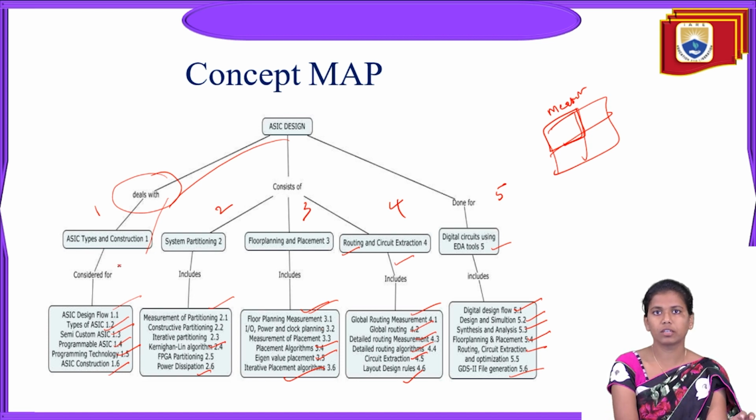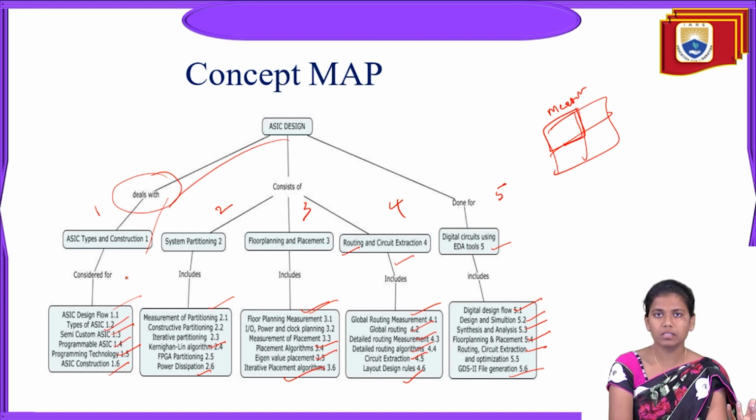So after constructing the types and constructions, what sort of designing is it? And how can I construct it, the easy way to construct? All this can be done using step 1. And then immediately I should look for the partitioning of the system.